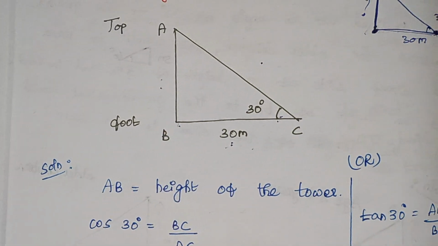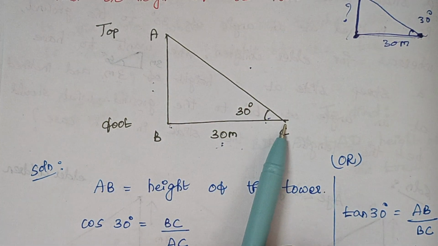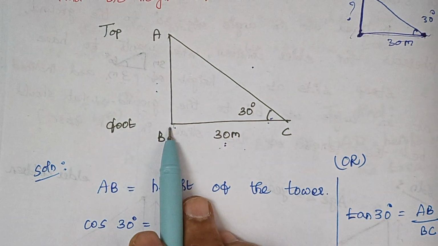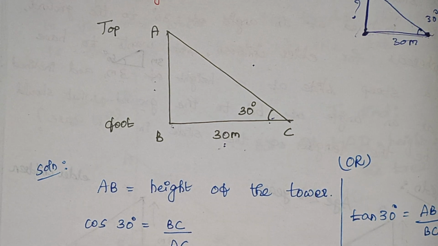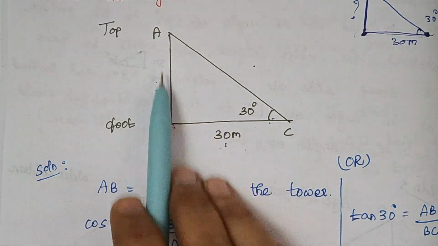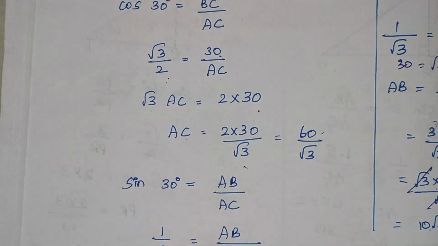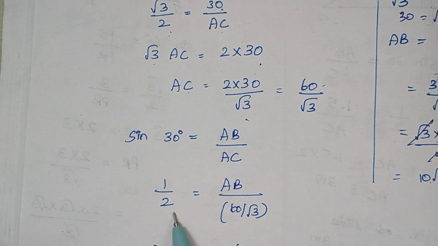So in this diagram, what is your AC? AC is nothing but your hypotenuse. So what do we need to calculate? We need to find the value of AB. So now I am going to consider sine 30 degrees, because sine 30 is opposite by hypotenuse. So sine 30 is equal to AB by AC. Here sine 30 is 1 by 2.